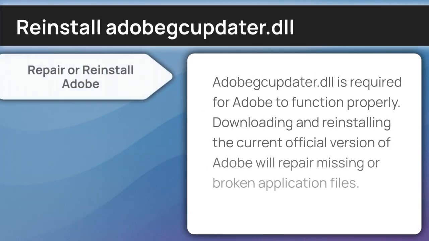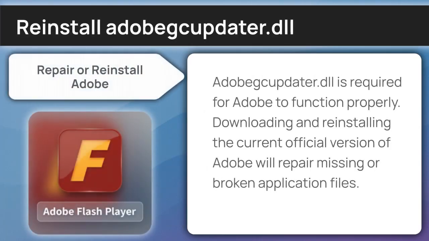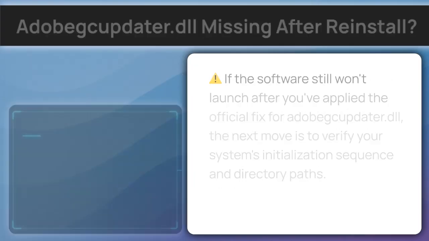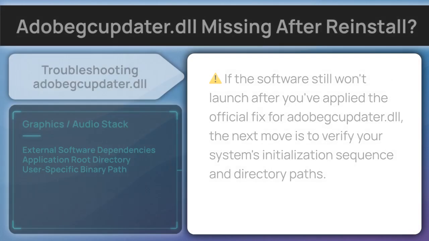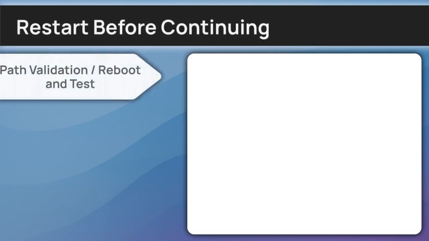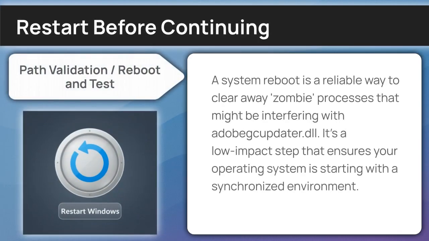Adobegcupdater is required for Adobe to function properly. Downloading and reinstalling the current official version of Adobe will repair missing or broken application files. If the application still won't initialize, we need to shift our focus to how the Windows loader is interacting with the library. A simple restart can resolve file-in-use errors that mimic a missing Adobe Updater message. It's a low-effort step that ensures your operating system starts with a clean execution stack.